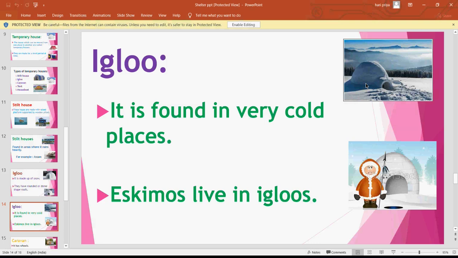I haven't seen an igloo so far. During my travel, maybe I will see one, but so far I haven't seen an igloo anywhere. It's made up of snow and ice. Have you seen an igloo somewhere while traveling? Do you have experience of seeing an igloo? No, even I haven't seen an igloo so far.